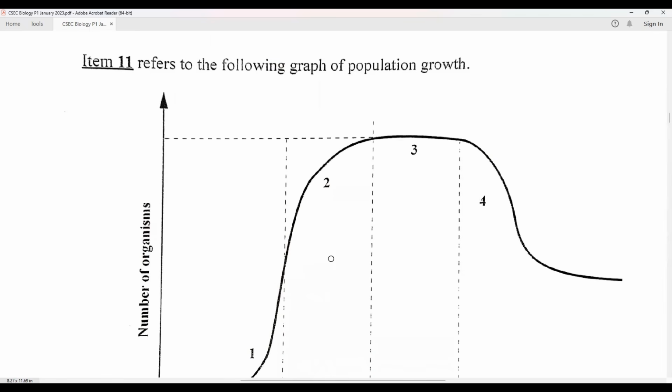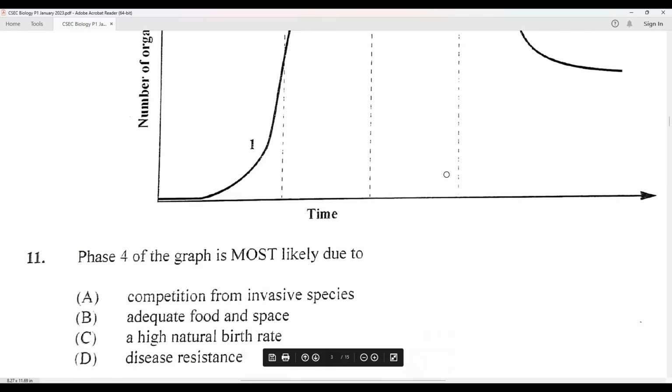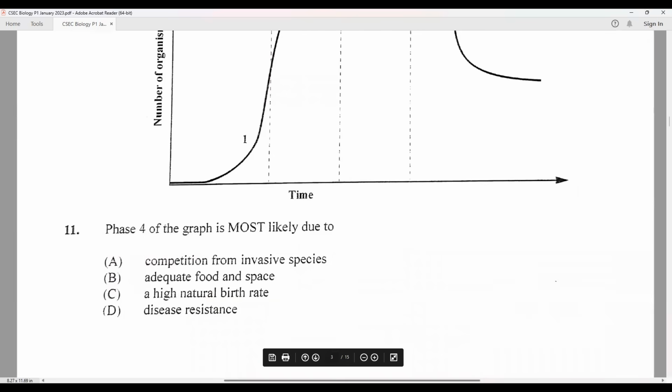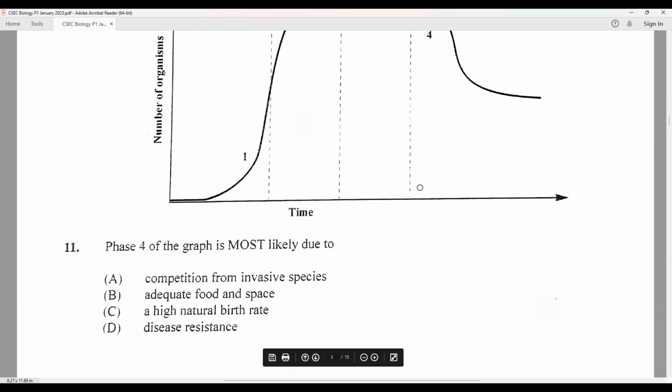Item 11 refers to the following diagram of population growth, and we see a nice curve here, and it takes a dip down here. Phase 4 of the graph is most likely due to what? If phase 4 is going downwards, we're looking for something that is suggesting a decrease in the population, and that will be competition from invasive species.